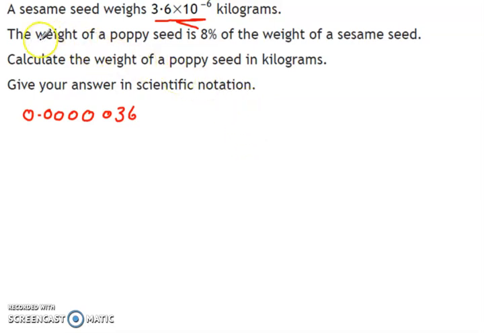Now the question asks about the weight of a poppy seed. So the weight of a poppy seed is 8% the weight of a sesame seed. Calculate the weight of a poppy seed in kilograms, give your answer in scientific notation. Now a key thing here is this part here at the end, giving your answer in scientific notation. It has to be done in order to be able to get that final mark.